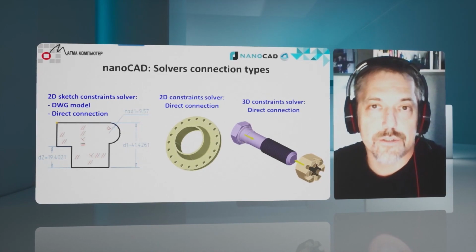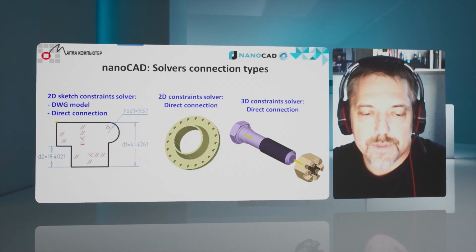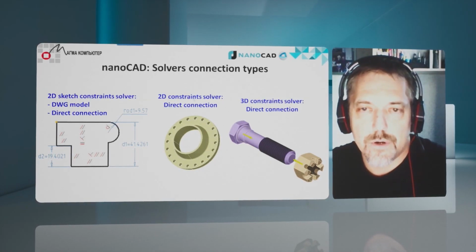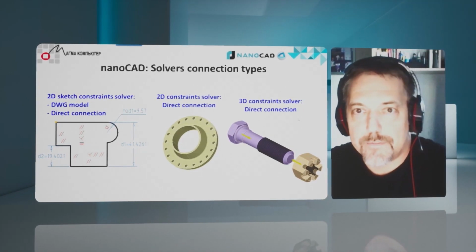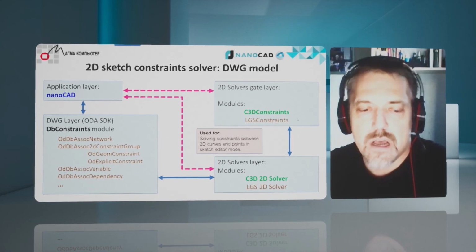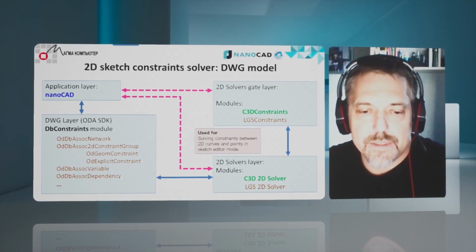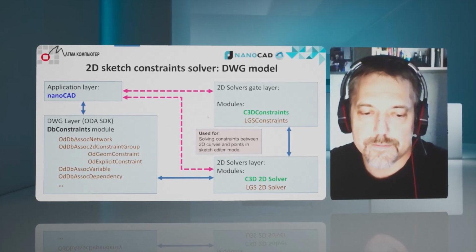Currently, solvers are connected to Nanocad in three ways: a DWG model, a direct connection of 2D solver, and direct connection of 3D solver. Now let's look at these ways a bit closer. The first one is a DWG model. It consists of 4 layers.